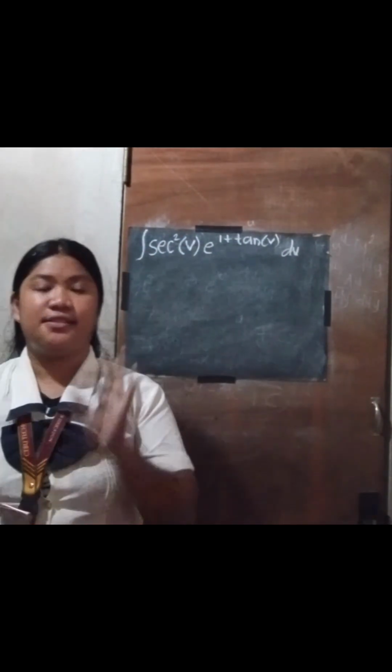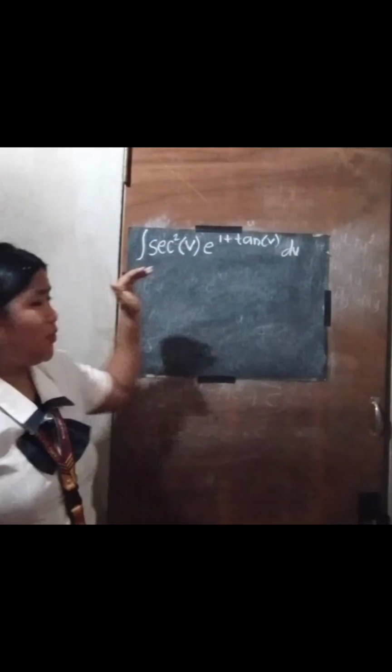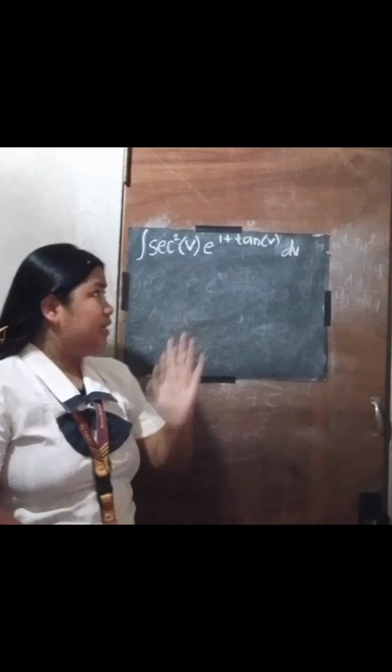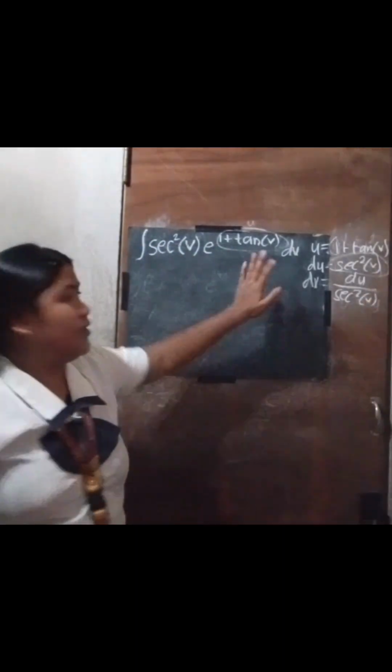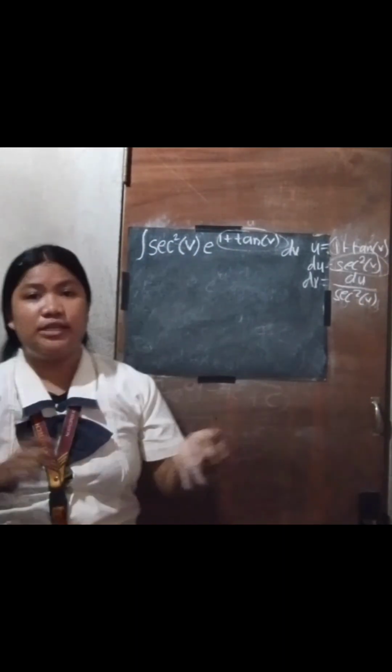Now, we have the last example, or last problem. We have the integral of secant squared v times e raised to 1 plus tan v. We need to find the du and the dv. The u here is 1 plus tan v. The derivative of the constant 1 is 0, and the derivative of tan is secant squared. So, du is secant squared v, and the dv is du over secant squared v. So now we have the values of u, du, and dv.